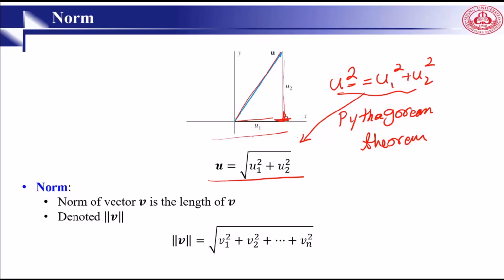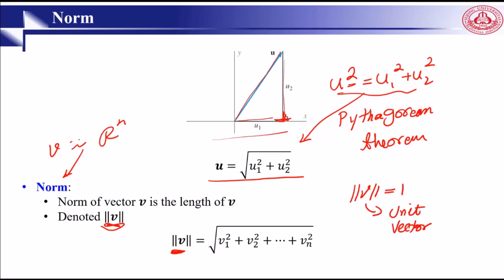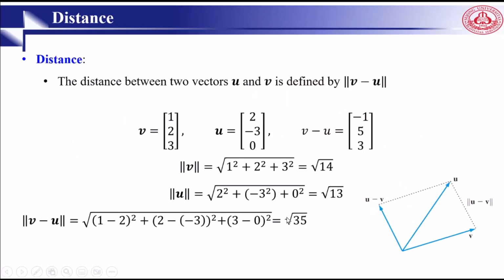We can apply the same theory to any vector v in Rn, and we come to the concept of norm. We denote it by ||v||, where ||v|| is equal to the square root of v1² plus v2² plus and so on, up to vn². This is called the length or norm. A vector whose norm is 1 is called a unit vector. So if ||v|| is equal to 1, then v is called a unit vector. We also call this the magnitude: norm, magnitude, or length.